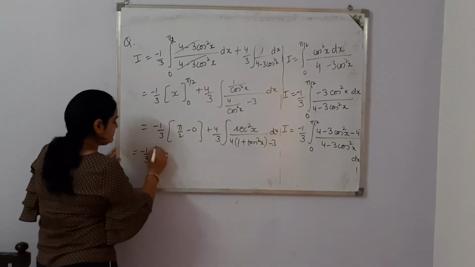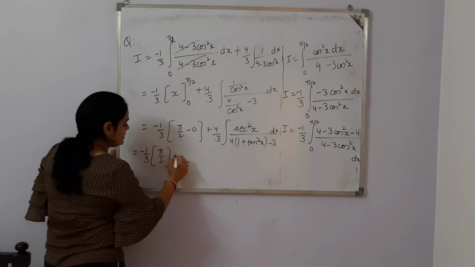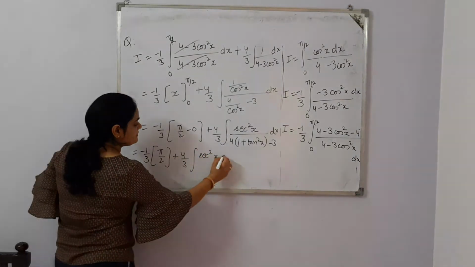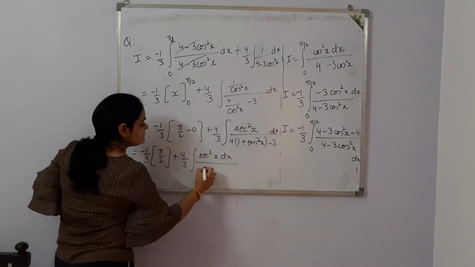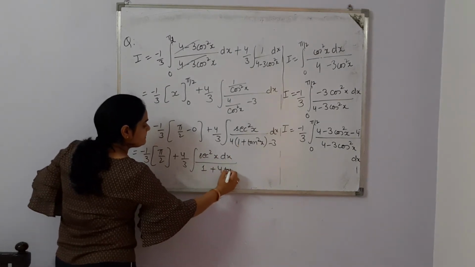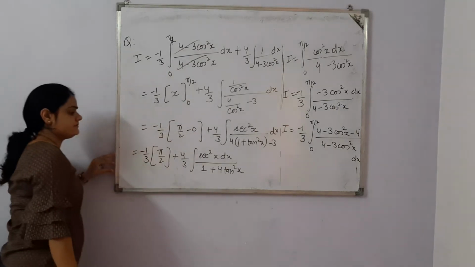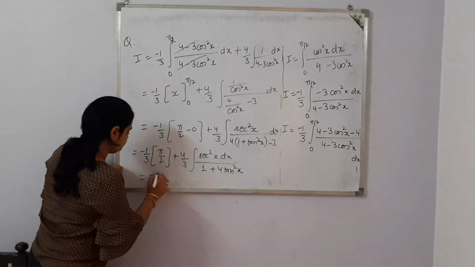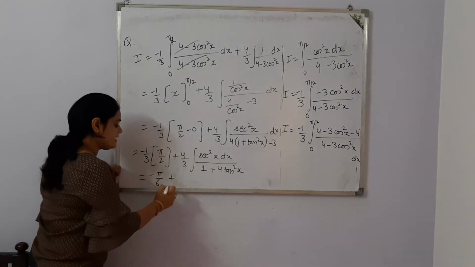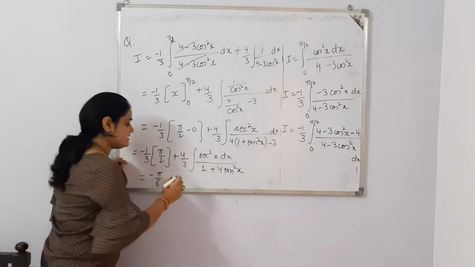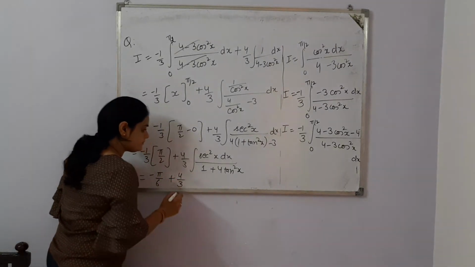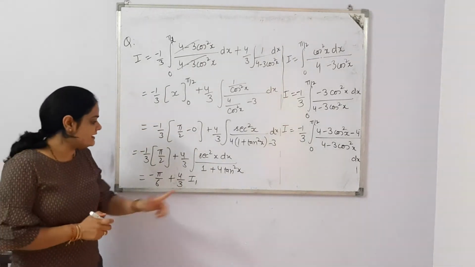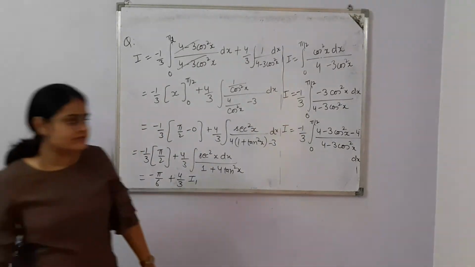So it is minus 1 by 3 times pi by 2 plus 4 by 3 integral of secant square x dx over 4 minus 3, which is 1, plus 4 tan square x. Now we need to substitute, because we are learning how to substitute in definite integrals. I am taking this integral as I1. Now I will solve this I1 separately.